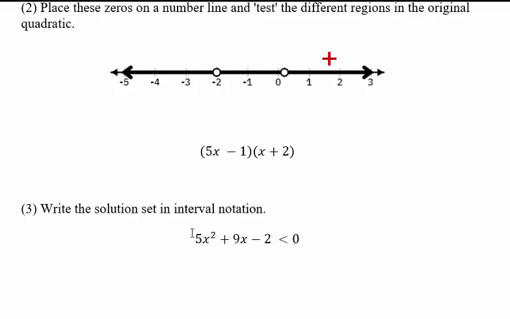And essentially what we're trying to find is when those values in this expression are less than 0 or are negative. So looking back at our number line, locating the region that had negative values, which is between -2 and 1/5.